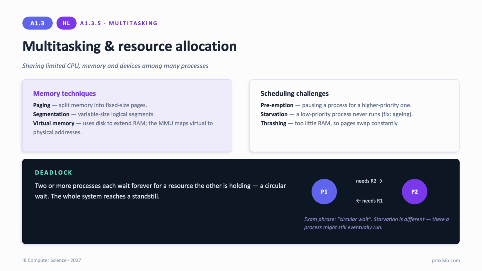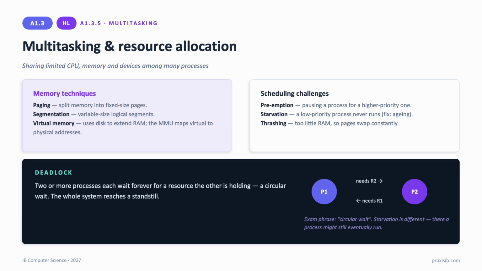On the right are the scheduling challenges. Preemption is pausing a running process to let a more important one go first. Starvation, which we met earlier, is when a low priority process never gets a turn, and aging is the fix. And thrashing is when you have so little RAM that the system spends all its time frantically swapping pages between memory and disk, and almost no time doing real work.